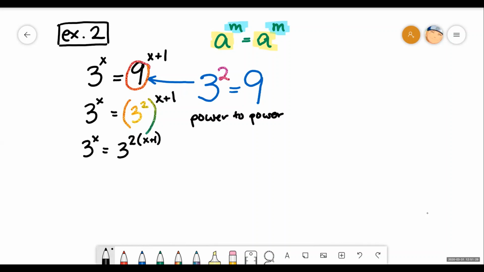Now, some of you do this all in one step. That's fine. I'm just showing each step little by little so everyone else can keep up. Okay? And I just multiplied those two exponents. Let's go ahead and simplify a bit. So now we've got 3 to the x equals 3 to the 2x plus 1. Oh, I'm sorry. I almost forgot to distribute. Plus 2. Right? Because 2 times x and then 2 times 1.